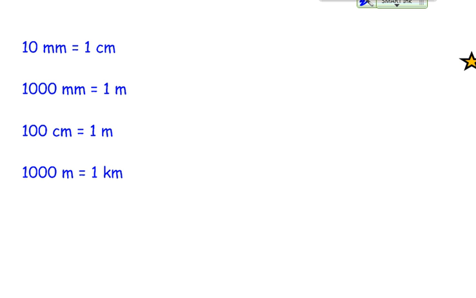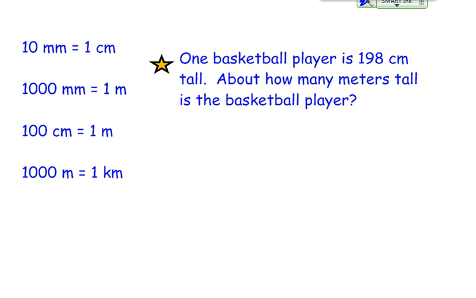We also can look at conversions in terms of the metric system, right? 10 millimeters equals 1 centimeter. 1,000 millimeters equals 1 meter. 100 centimeters equals 1 meter. And 1,000 meters equals 1 kilometer. And so we have those relationships, which we've studied before.